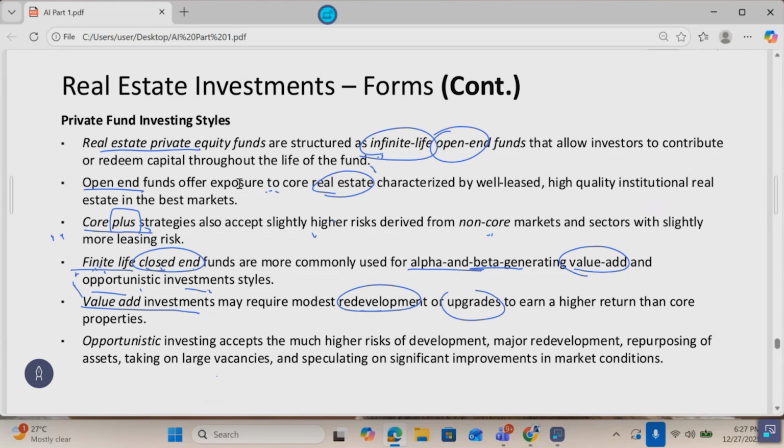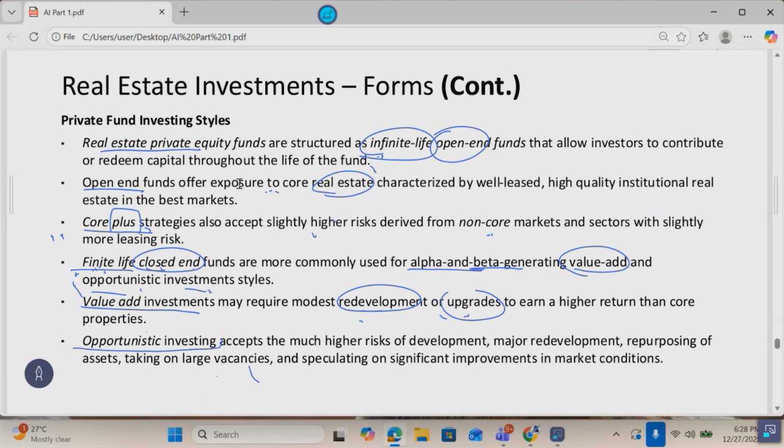By going to a development or redevelopment or upgrading the building, they're buying it, upgrading it, and they're selling it. They added value, right? So value add investment is where they purchase something, add value to it, and then they sell it. Obviously, the value they add should be more than the amount of cost they incur to add value.